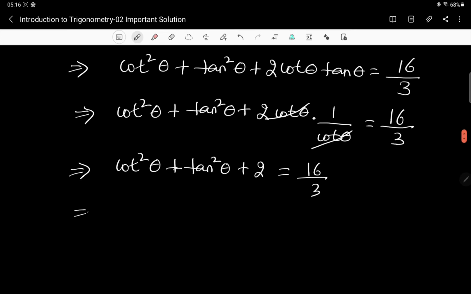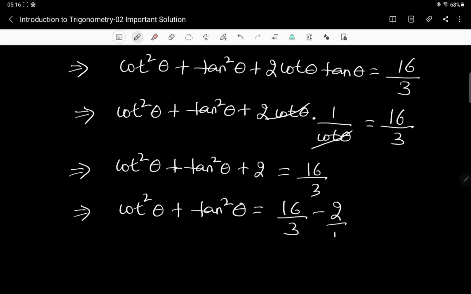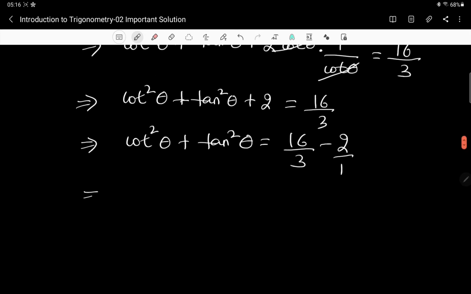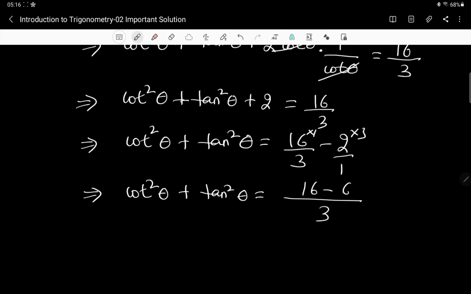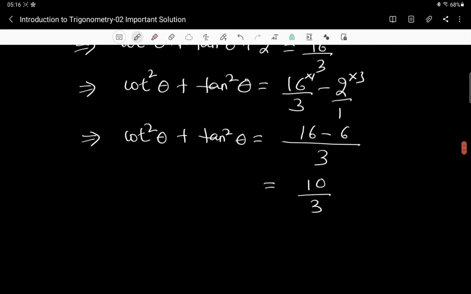Then afterwards I'm going to have cot square theta plus tan square theta equal to 16 by 3 minus 2, with 1 in the denominator. What is the LCM here? 3 is the LCM, so it becomes 16 minus 6, which is 10, so 10 divided by 3, or you can write it as 3.33 also. I hope this question is quite clear now.